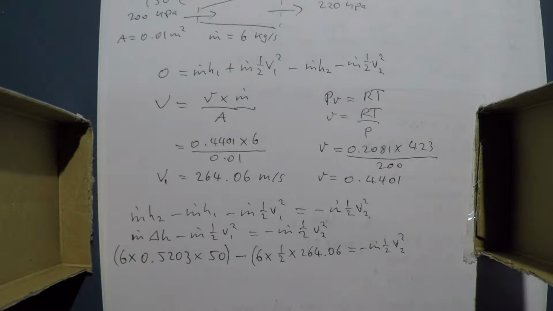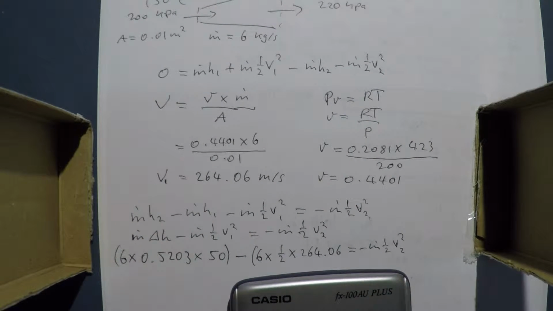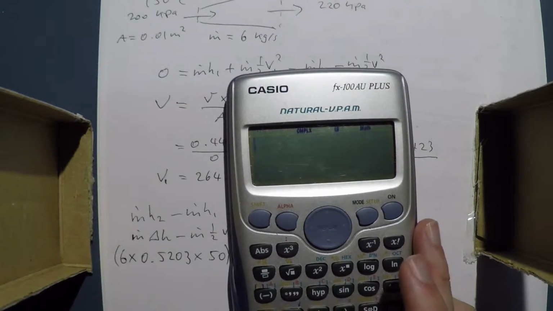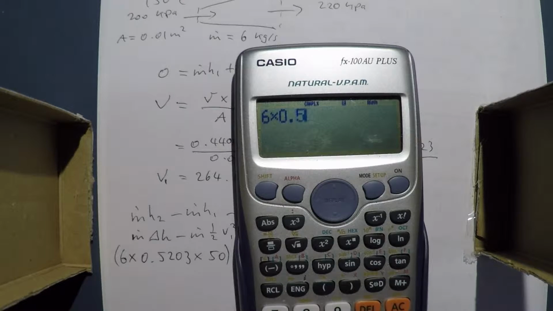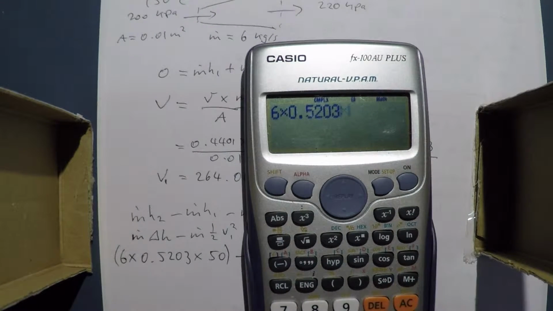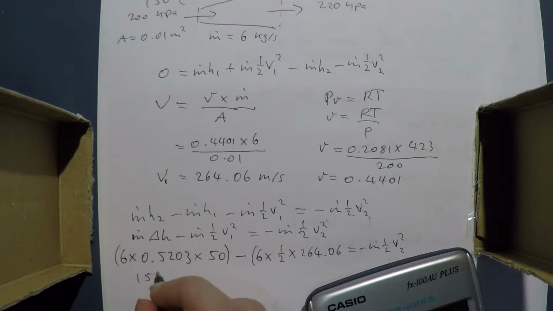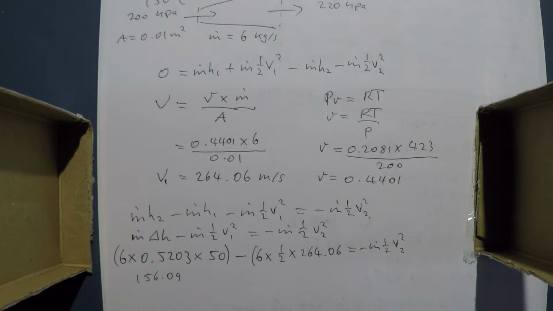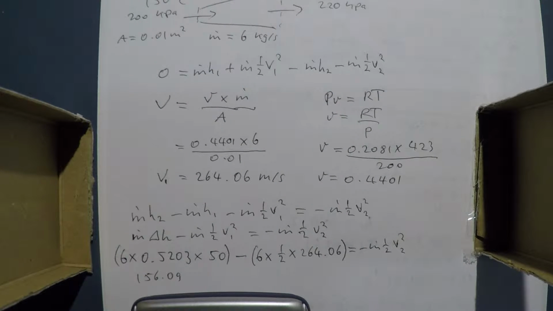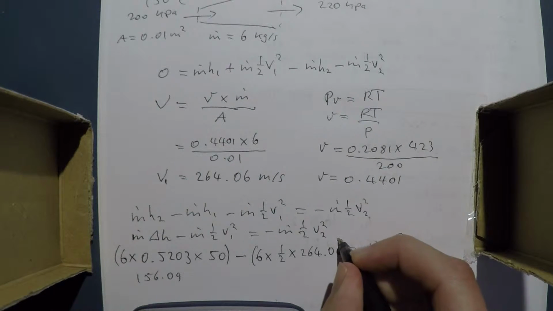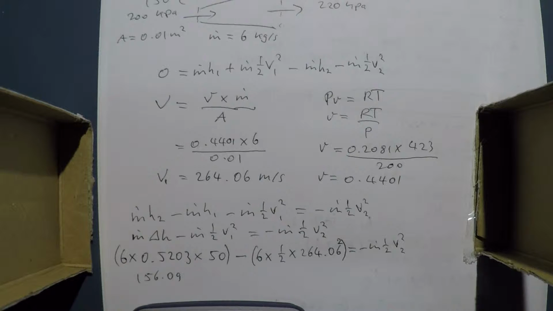Now, let's get our calculator out. Let's put this here. Can you see the numbers? Alright. 6 times 0.5203 times 50. So you get 156.09. And now we do our kinetic energy. I'll just do it off screen, but 6 times a half times, oh hang on, this needs to be squared. Velocity squared, okay. 264.06 squared.